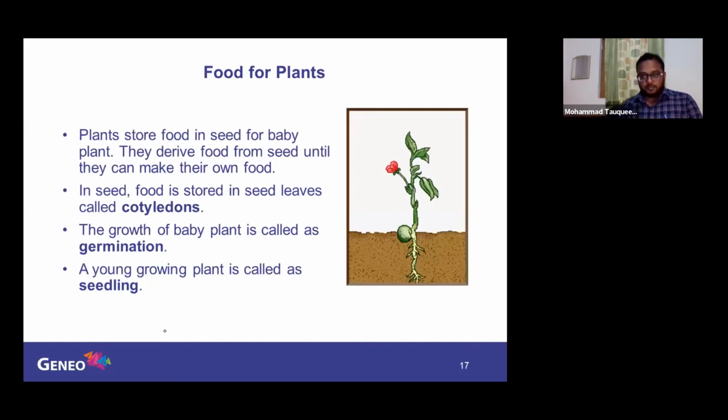Foods for plants. Where do plants store their food for the future? We store our money in the bank for our future generation, for the future of our study. Similarly, plants store food in seed for the baby plant. They derive food from the seed until they can make their own food.